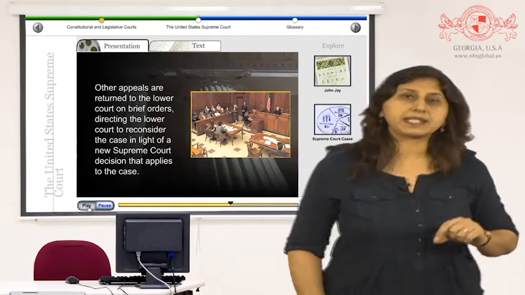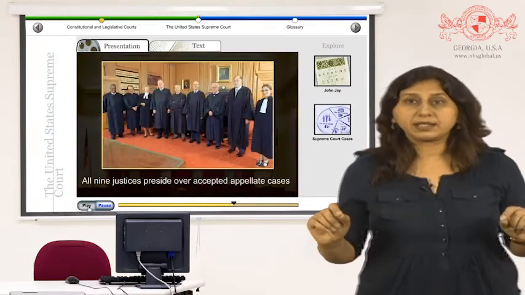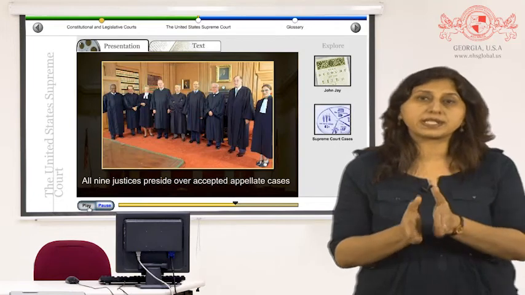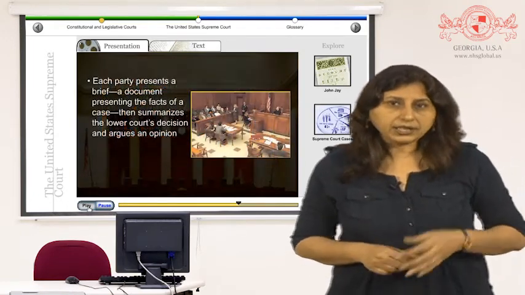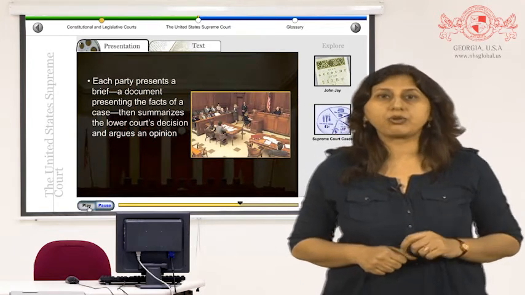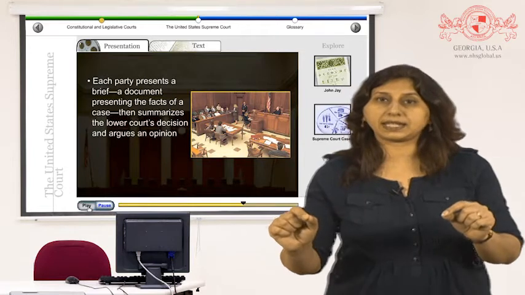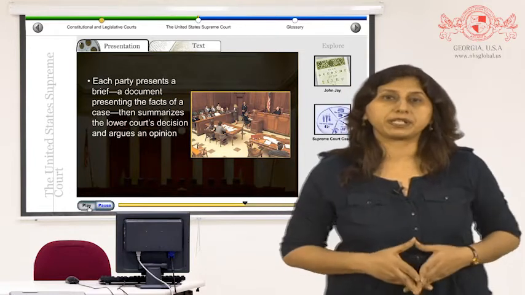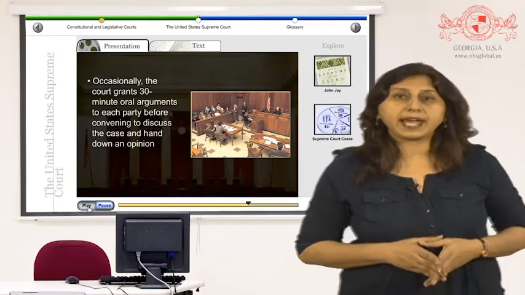Each party presents a document presenting the facts of a case, then summarizes the lower court's decision and argues an opinion. Occasionally, the court grants 30 minutes of oral arguments to each party before convening to discuss the case and hand down an opinion. There are 3 types of opinion that the court can hand down.